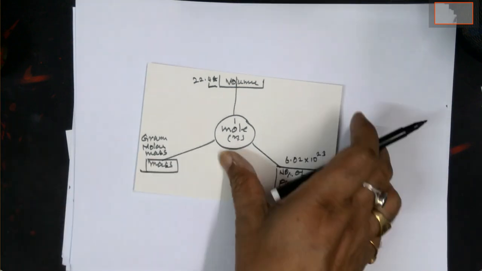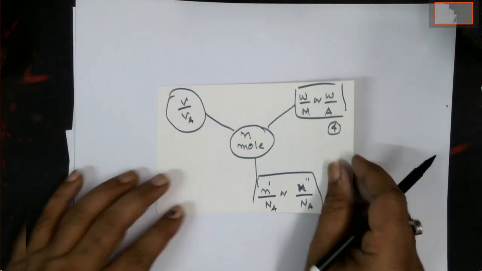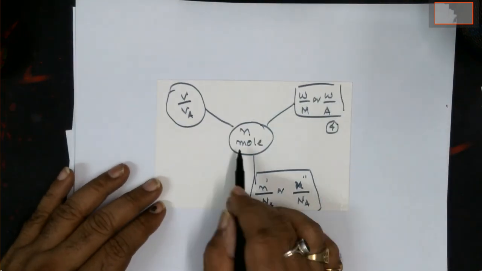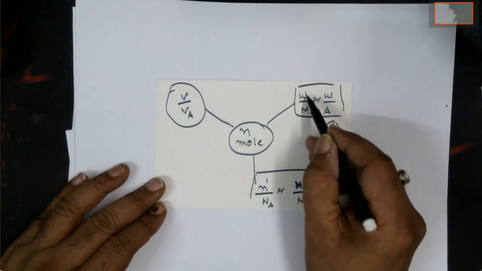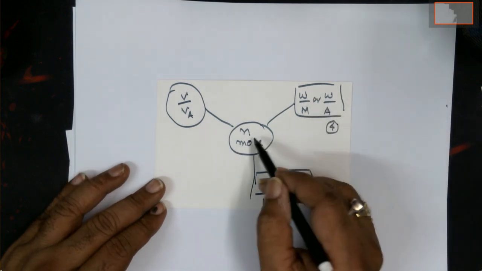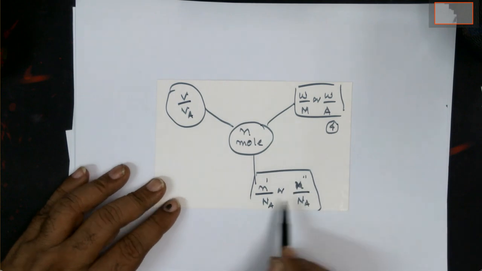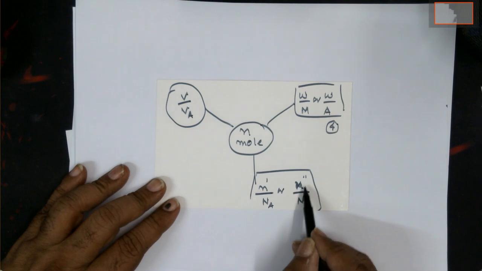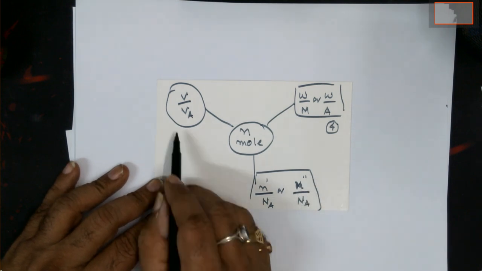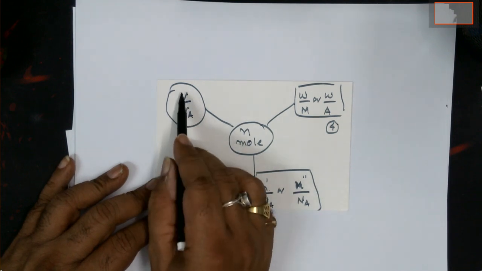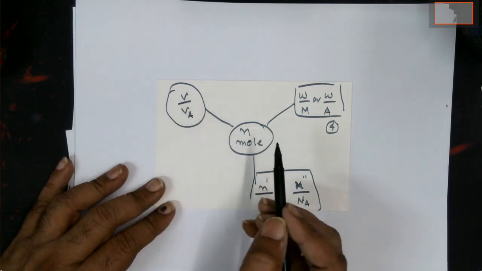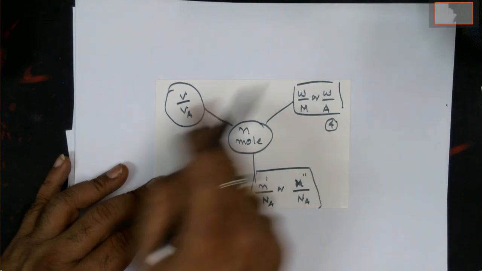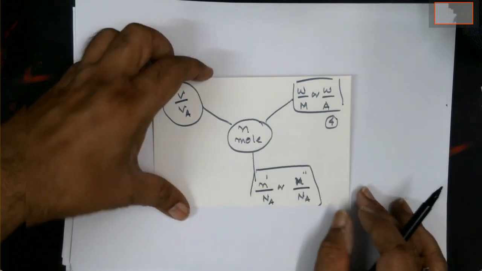Okay, and in terms of equations also you can represent it like this. For example, when I say n mole, you can say W by m or W by A. The same n mole can be represented as n dash divided by Avogadro's number, or n double dash, that is the number of atoms, divided by Avogadro's number. And in terms of volume, the given volume divided by Avogadro's volume. The same mole can be represented in various ways, and all these formulas are very important.